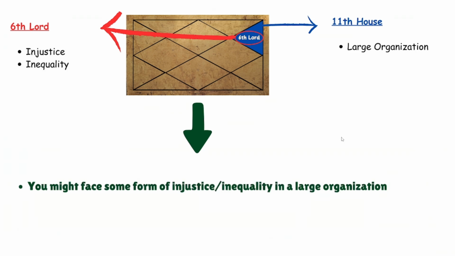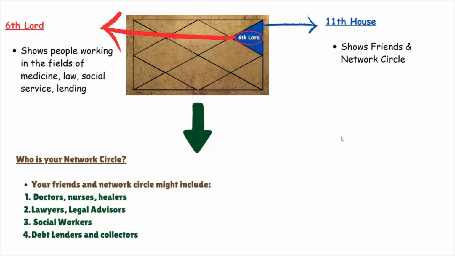The sixth lord shows injustice and inequality, and now it is going and sitting in the house of large organizations, the MNCs. So you might face some form of injustice or inequality in a large organization. Maybe you are underpaid or not getting the same pay as your peer colleagues. So it can be any form of injustice.